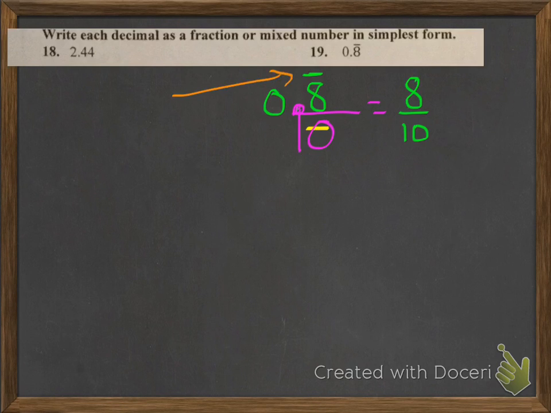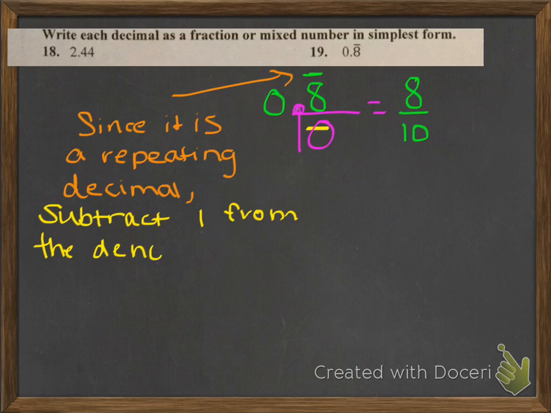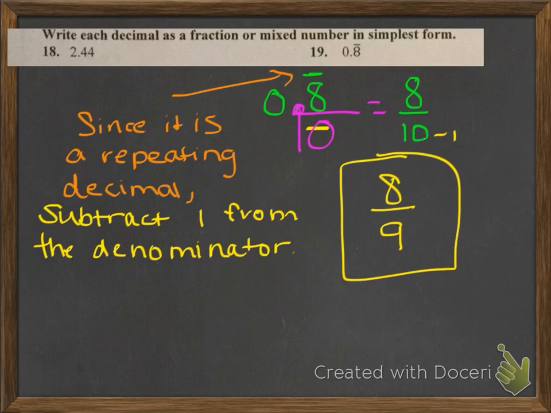Instead of simplifying, because it's a repeating decimal, we're going to take the 10 that's on the bottom, and since it's repeating, we're going to subtract 1 from the denominator. So what that looks like is 10 minus 1 is 9. So then your final fraction in this one is going to be 8/9. Subtract 1 from the denominator, 8/9.